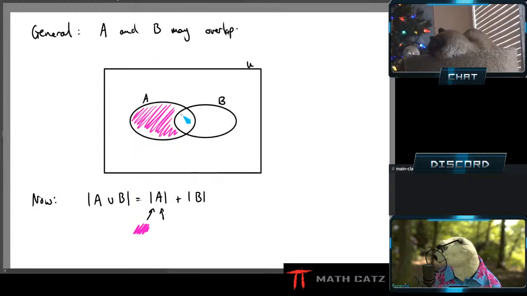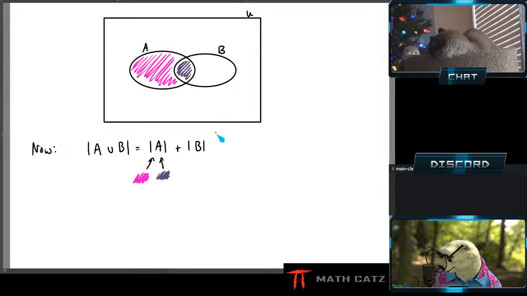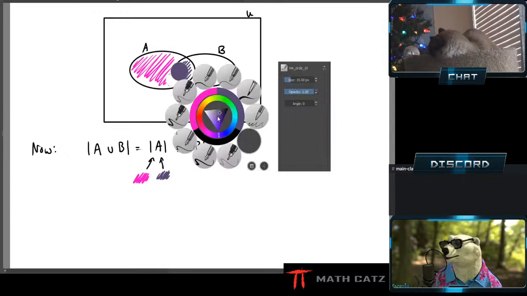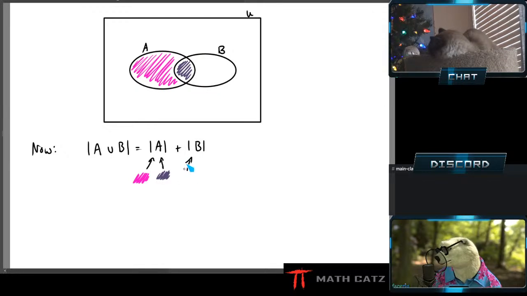That looks pretty good. Purple. There we go. And so any elements in pink and any elements that are purple will be counted when I consider the number of elements in A. Okay. When I consider the number of elements in B, I'm also going to count the purple. I count these purples again. And I'm also counting this other section of B.